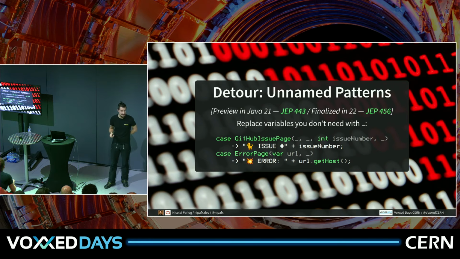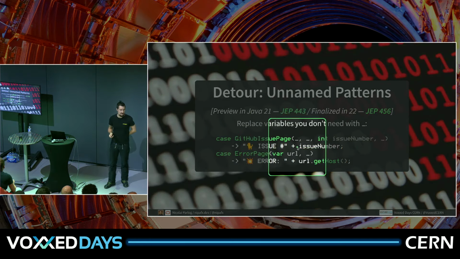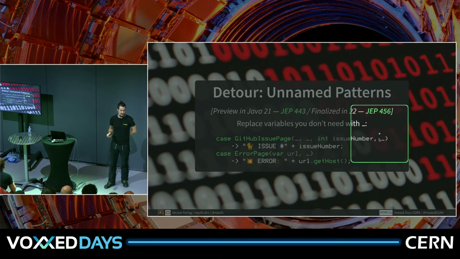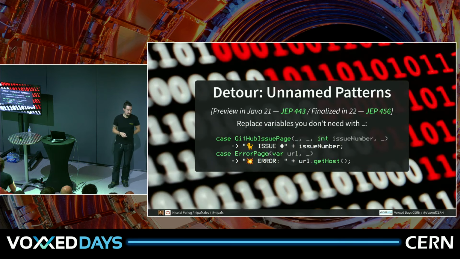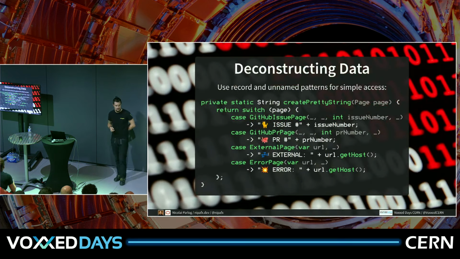Okay, so with those, what I can do is replace all the variables I don't need with an underscore. So for the GitHub issue page, I just put underscores here because I don't need all of those, I just need the issue number. And I do the same thing for the error page. If you put all this together, you get this. And again, unfortunately, the narrow slides make it look a little bit less elegant than it actually is.